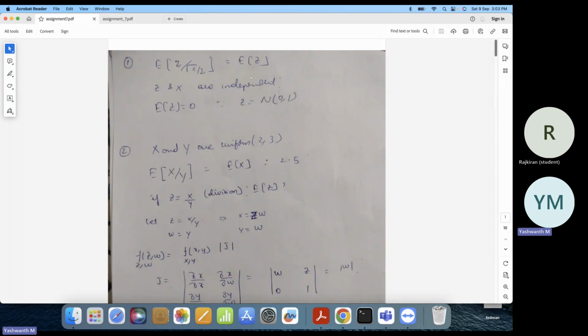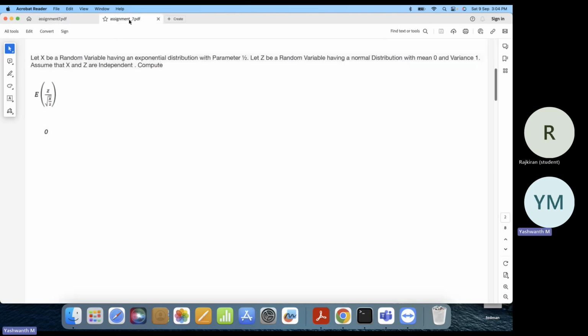I just wrote down this since Z and X are independent, so any function of X will be independent from Z. That's why E of Z is 0, as Z is distributed normal 0, 1. So yeah, this is a simple one.